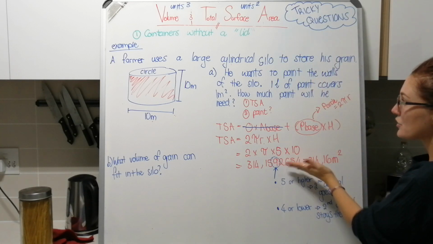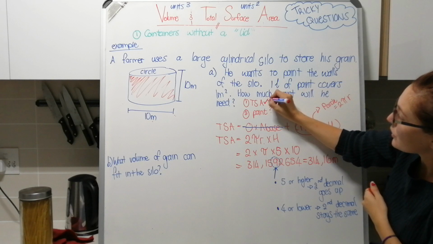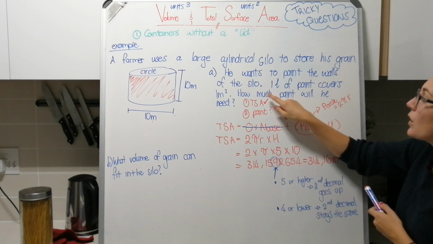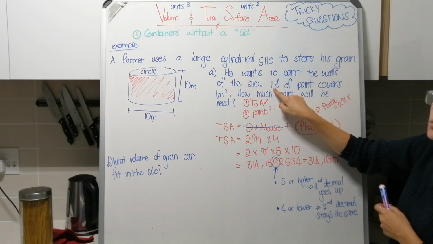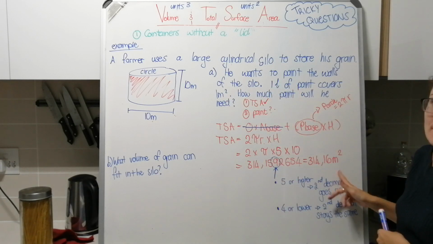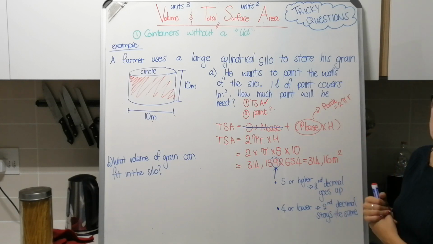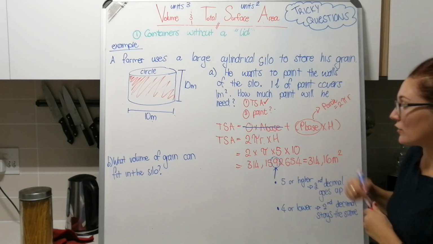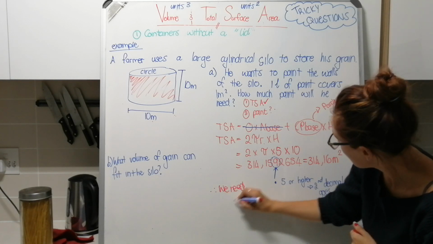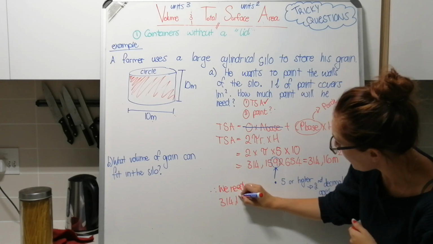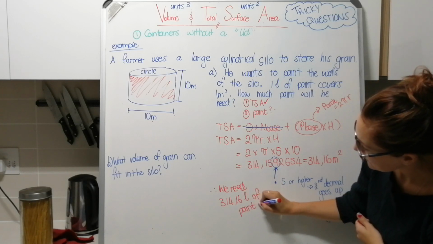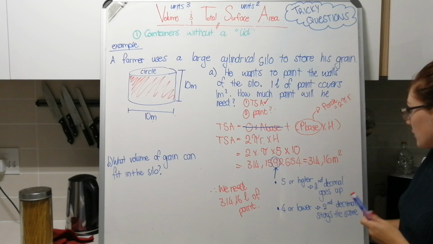Okay, so we now have the total surface area. We've done the first of the 2 steps. Now how much paint do we need? Well, they tell us that for every 1 meter squared, we need 1 liter of paint. Which means if we've got 314,16 meters squared, we need 314,16 liters of paint. Okay. So it's 314,16 liters of paint. Okay, now question 2.